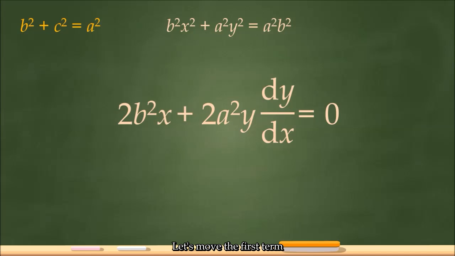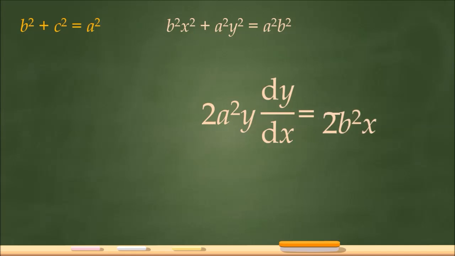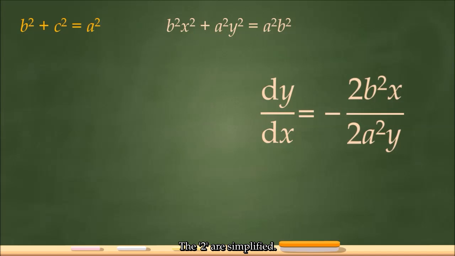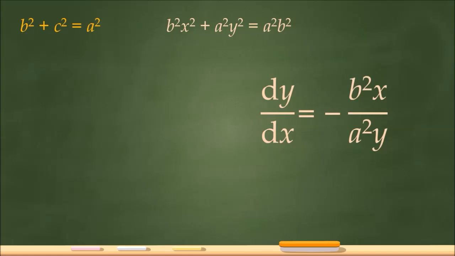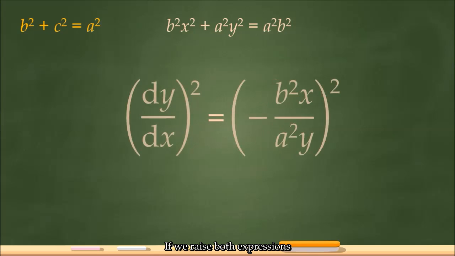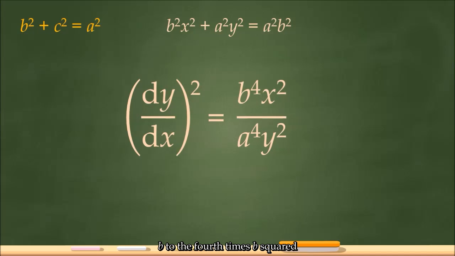Let's move the first term in order to be subtracted. Let's move the second term in order to be divided. The 2's are simplified. If we raise both expressions to the second power, we get b to the fourth times x squared over a to the fourth times y squared. Let's call this value y prime of x squared.